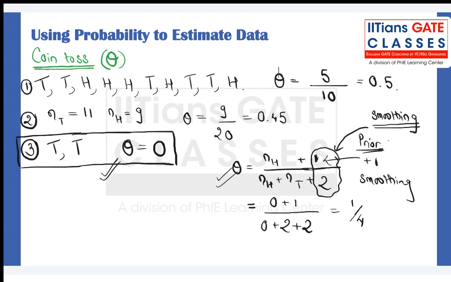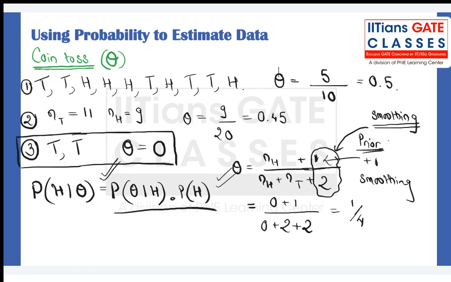See, let's say you want to estimate that you will get heads given theta. Given the theta, what is the estimate that you will get heads? If you write Bayes rule, it is nothing but probability of theta given heads multiplied by probability of getting a head, divided by probability of the theta parameter. Now look at the equation very, very carefully. What is this P of H?